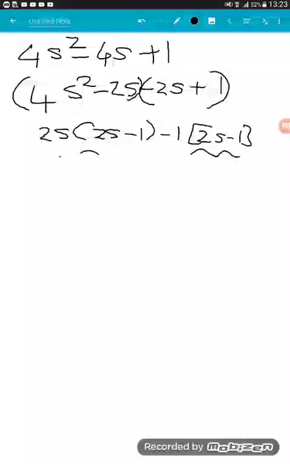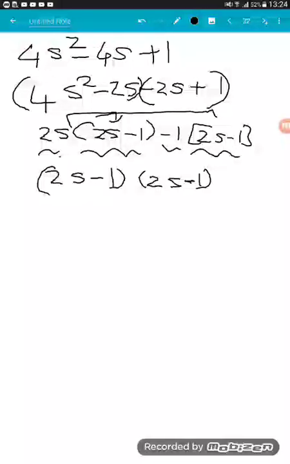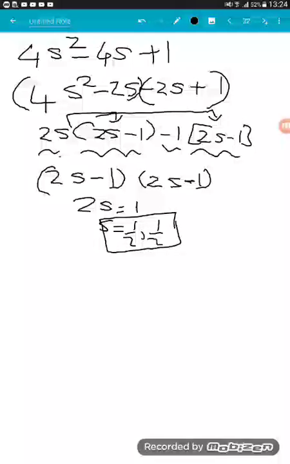Normally this should be equal to this, then only it will be easy for you to combine, otherwise somewhere you have made a mistake. So 2s minus 1 and 2s minus 1. So 2s equal to 1, s equal to 1 by 2 and 1 by 2, because the other one also is there. And so the sum of the zeros, that is alpha plus beta, equal to 1 by 2 plus 1 by 2 equal to 2 by 2.